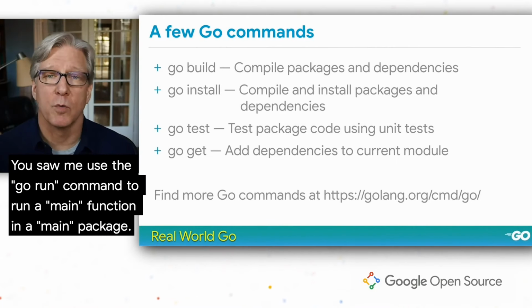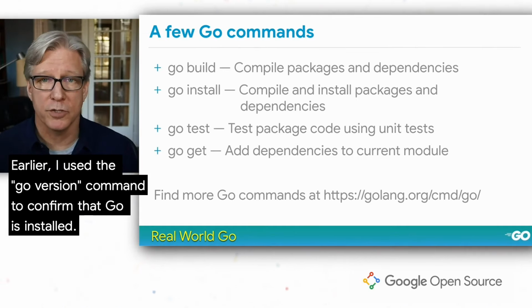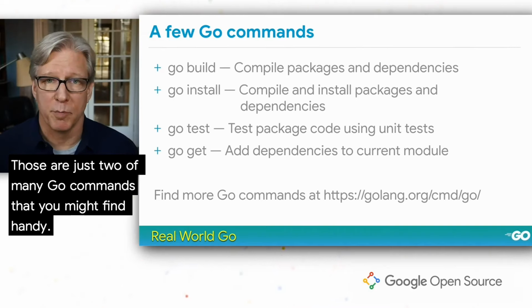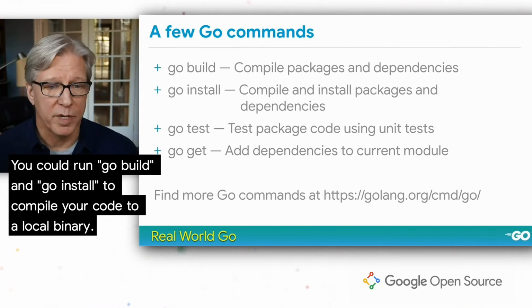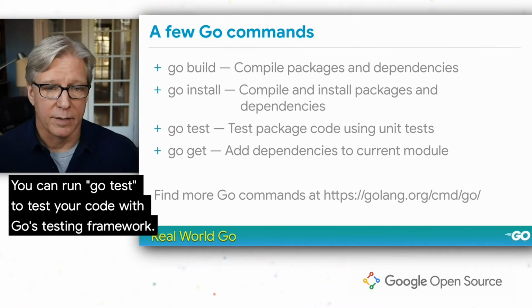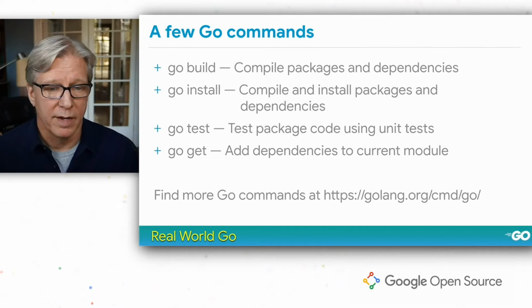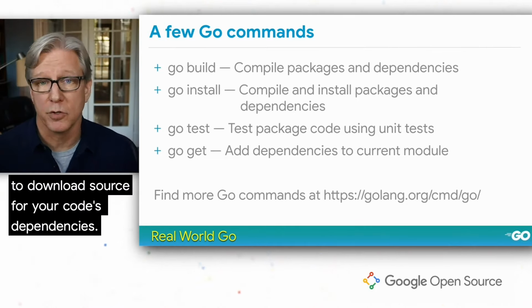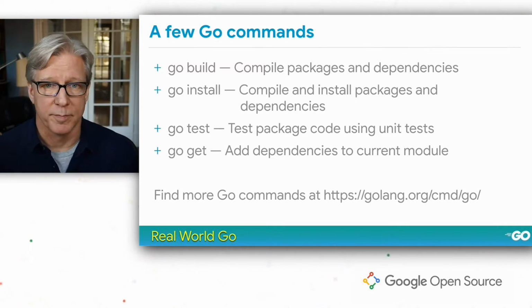You saw me use the go run command to run a main function in a main package. Earlier, I used the go version command to confirm that Go is installed. Those are just two of many Go commands that you might find handy. Here are just a few more. You could run go build and go install to compile your code to a local binary. You can run go test to test your code with Go's testing framework. And go get is a commonly used command to download source for your code's dependencies. I'll show that later when I use code someone else has written.